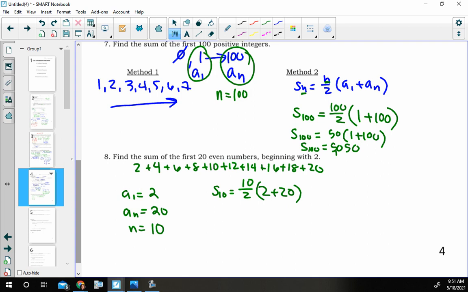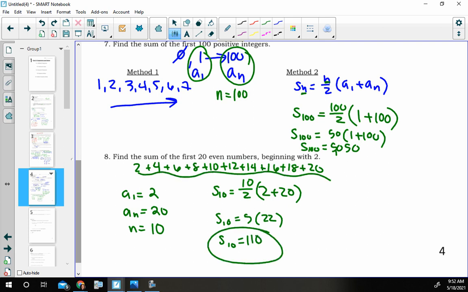So this is going to give me 5 here to make it a little bit smaller. Or I can add that too. So 5 times 22. So my sum, if I added all those up, would be 110.